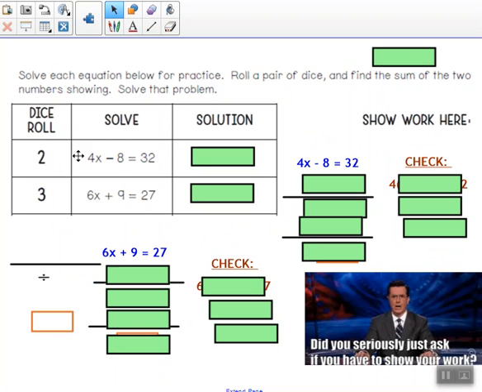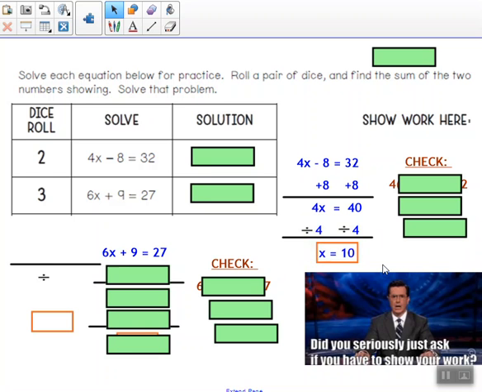let's start with 2. 4x minus 8 equals 32. I'm going to work them over here. So to get rid of the subtracting 8, we would add 8 to both sides. And then after we do that, we end up with 4x equals 40. Well, now we want to get rid of multiplying by 4. So we divide both sides by 4, and we're left with x with a value of 10.